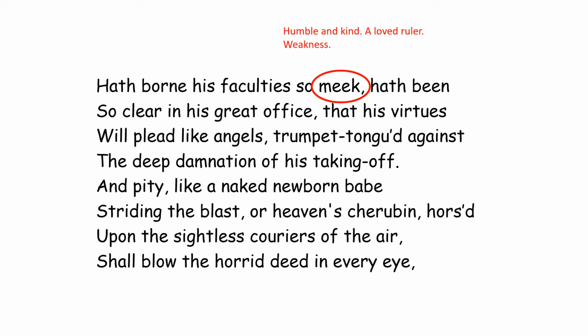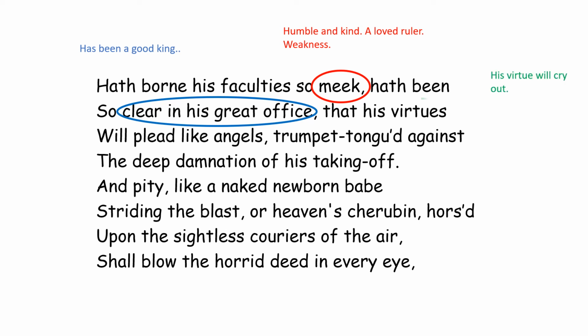Because if you've got someone who is very vulnerable in front of you, to capitalise on that and to cause pain to them is even worse than if that person was a worthy adversary. So "hath borne his faculties so meek, hath been so clear in his great office." When it says clear in his great office, it suggests that King Duncan has been a good king. He's not someone who's been awful. He's not been cruel. He's not used his power in negative ways. He's the type of person that has been a good and loving king.